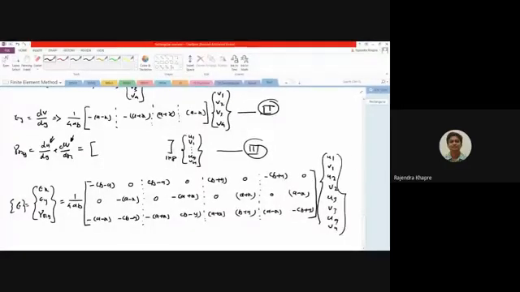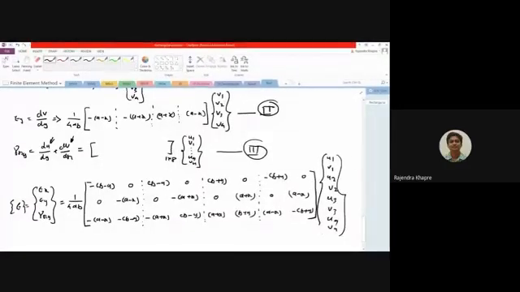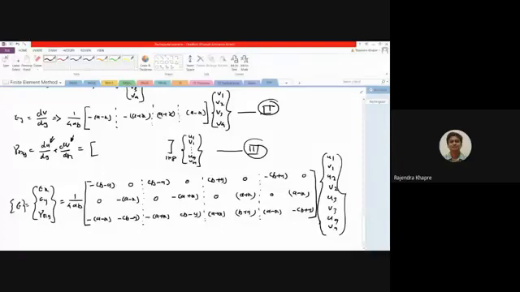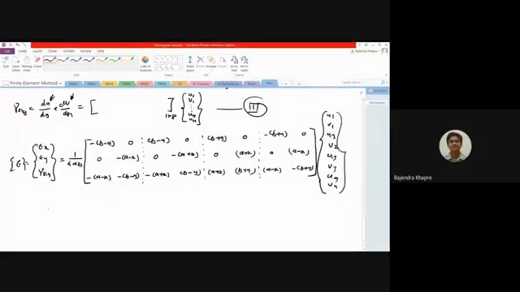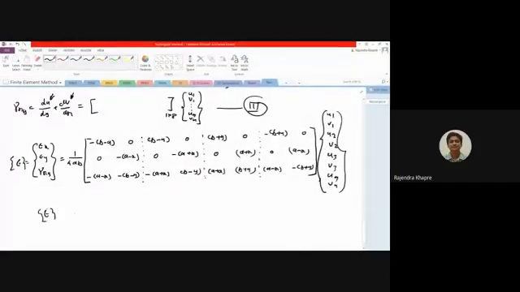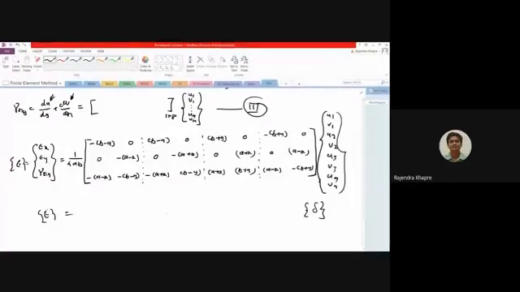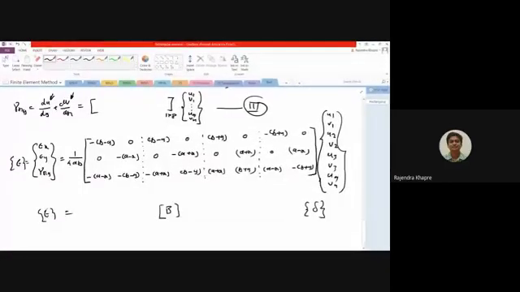So it's a big matrix. In short, on this side we have the strain, and on this side we have the displacement. This particular matrix is now called the B matrix. So the B matrix is nothing but your strain-displacement matrix. It is relating the strain with the displacement components.